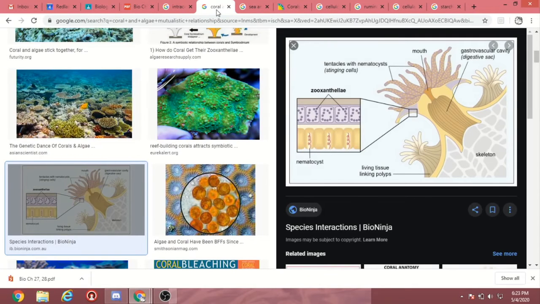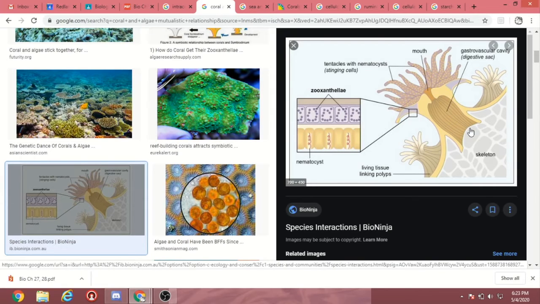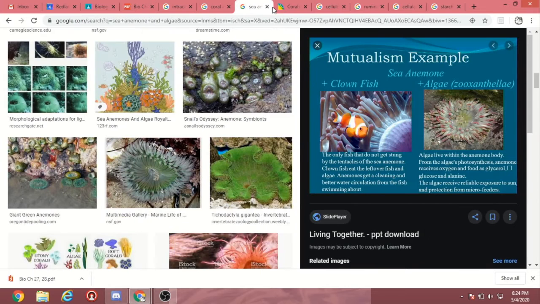Here's a good one I found. Here you go. So here's a coral with the tentacles and such, and the mouth and the gas. We're going to talk about those in just a second, but you see this term here, zooxanthellae. Those are the photosynthetic organisms that live in the cells. They actually reside within the cells and in the tissues. I think that's very interesting how they do that.